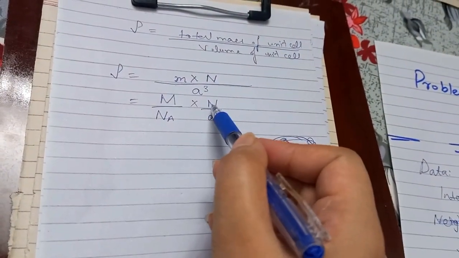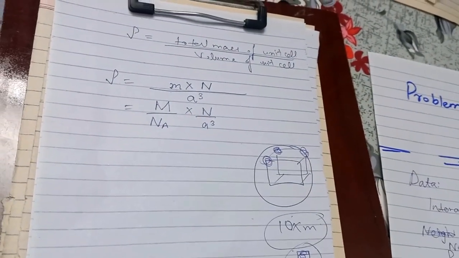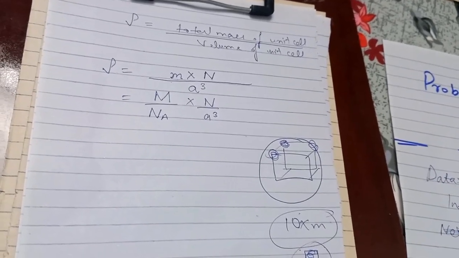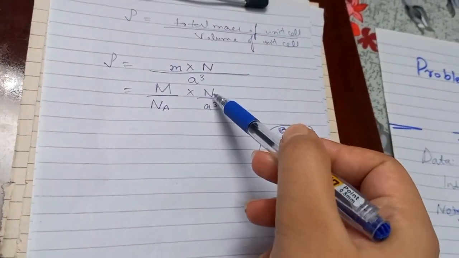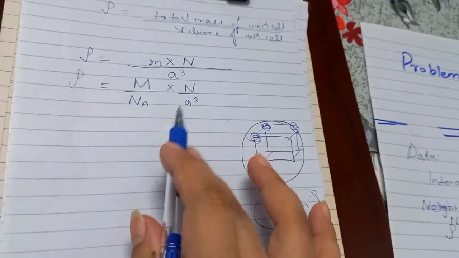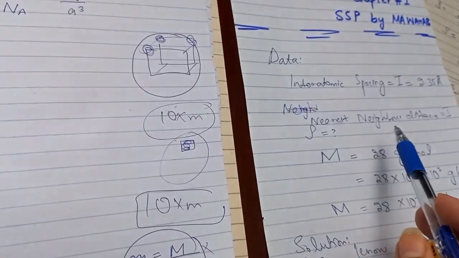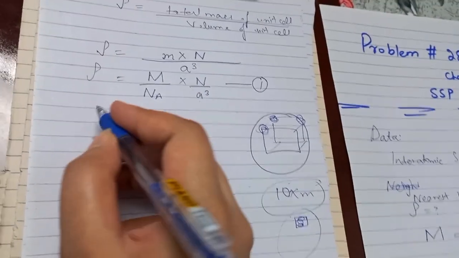Now, we know capital M, which is 28 multiplied by 10 to the power minus 3, and Avogadro's number, which is 6.023 multiplied by 10 to the power 23. But what are capital N and A cube here? We should know about it. And A is different from the nearest neighbor distance or interatomic spacing. Keep that in mind. So we first have to know about it.